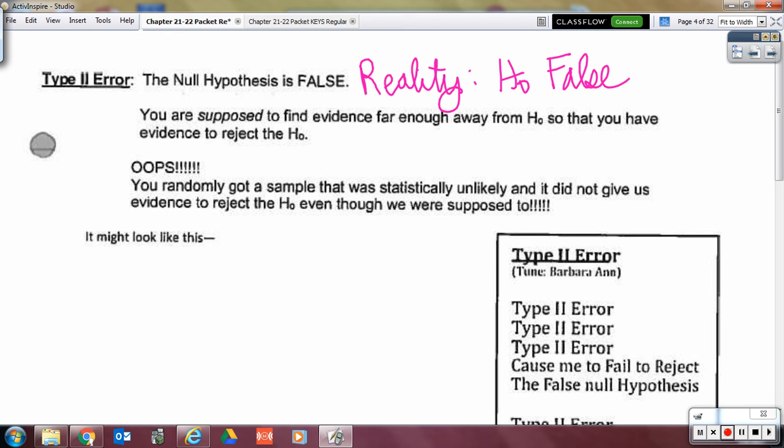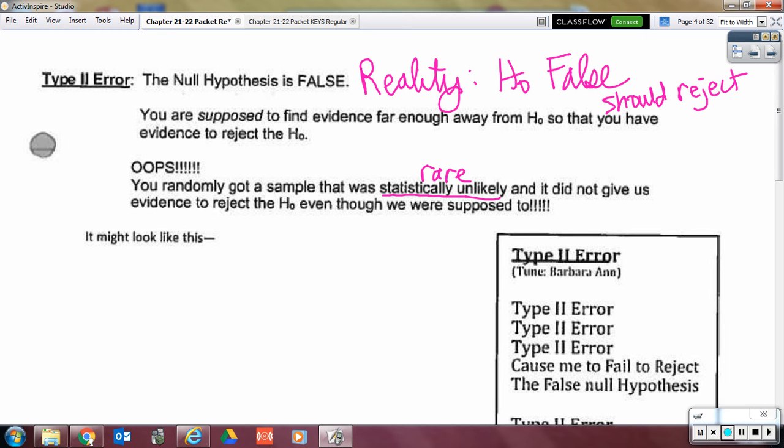You are supposed to find evidence far enough away, and you are supposed to reject it. But you got a rare sample. It was statistically unlikely. You got a rare sample, and that rare sample did not give you enough evidence to reject.